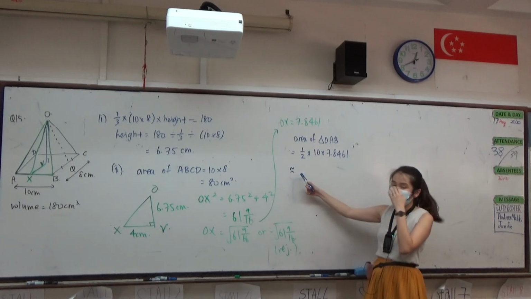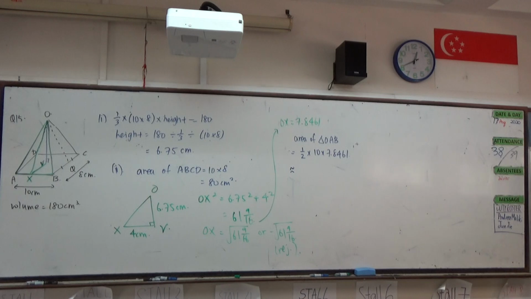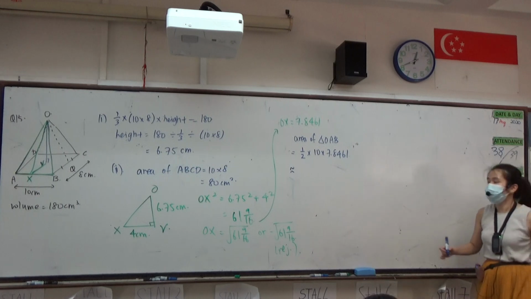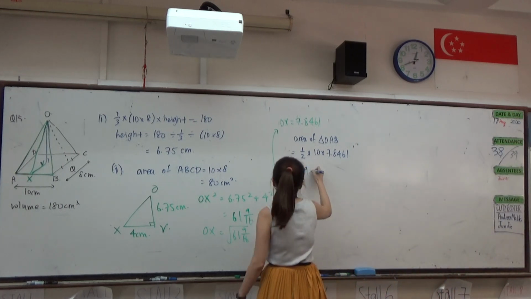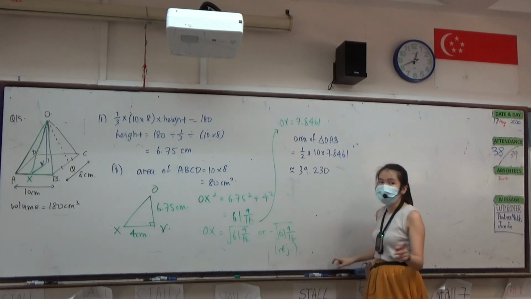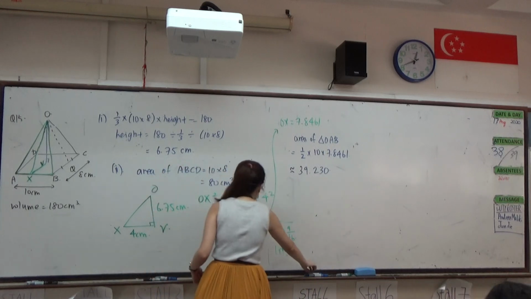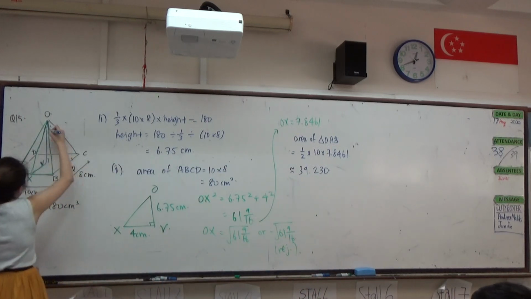Can someone give me the answer here? In truncated 5 s.f.? What is it? 39.2301. Okay. So we settled one triangle already. We still need another triangle, which is the one beside it. Okay, OBC.